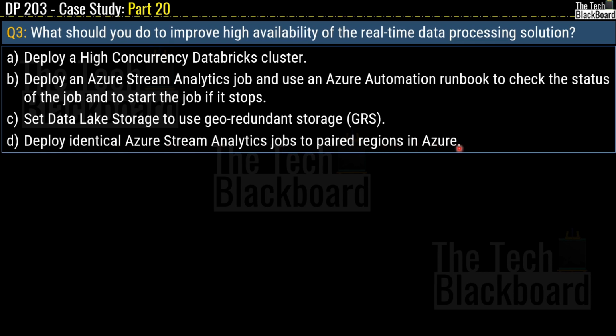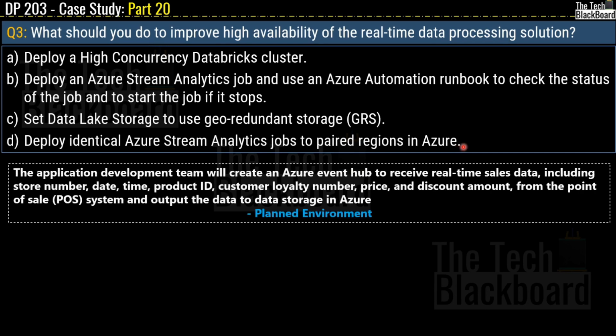Now, shall we find out the exact requirement that we are going to fulfill? Here it comes. It says that the application development team will create an Azure Event Hub to receive real-time sales data, including store number, date, time, product ID, customer loyalty number, price, and discount amount from the point of sale system and output the data to data storage in Azure. This one comes from the planned environment section of the case study.